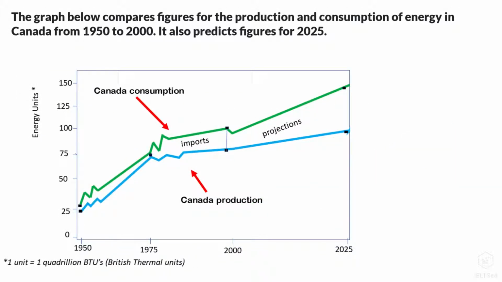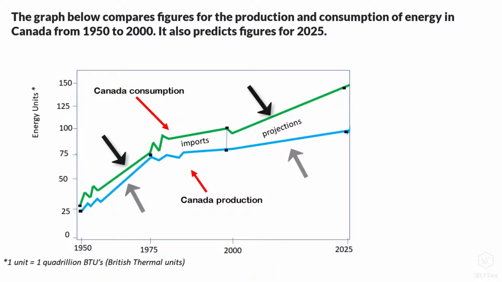So, in this graph, we can see that it is about production and consumption of energy. And in which place is it happening? In Canada. In which time period is this graph about? From 1950 to 2000. But wait, there's more. There are also some projections from the year 2000 till the year 2025.